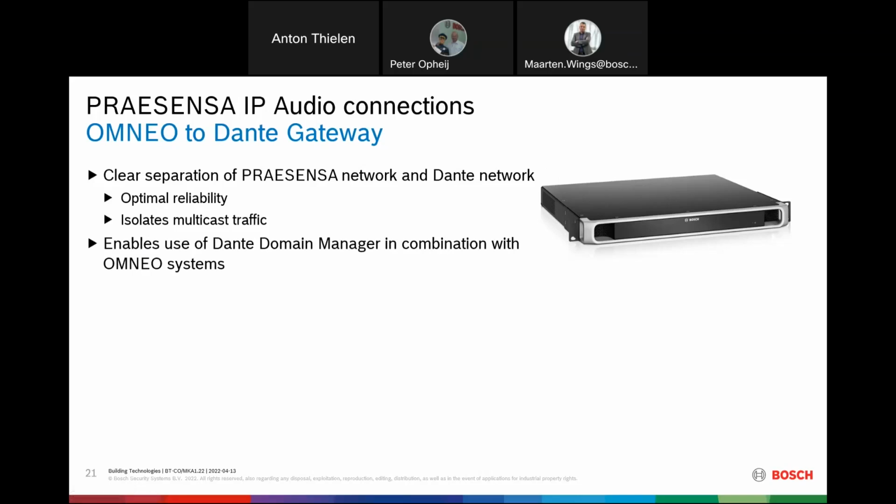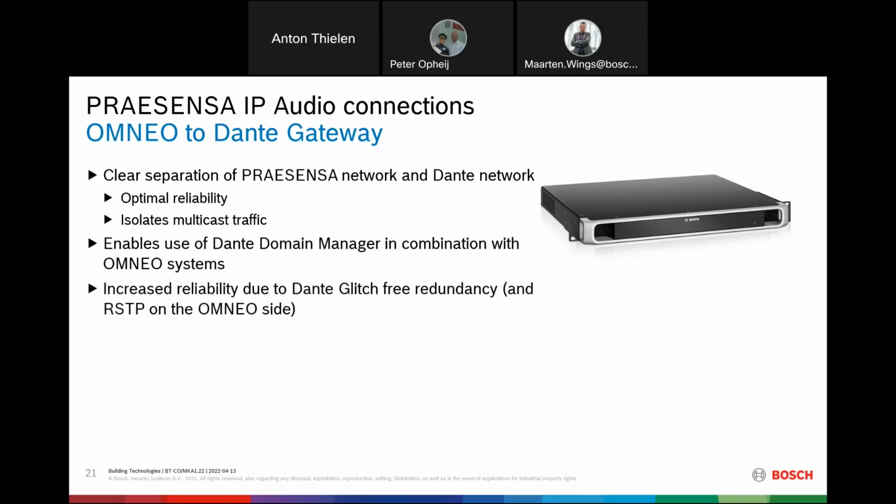So on the Omnio side, you could have your total multi-subnet PRAESENSA environment using ARNIs and an entire scope there. But on the other side, in the Dante domain, you could use the domain manager to also run multi-subnet at the Dante side. So there are different options then. There are two completely separated environments. There is increased reliability due to Dante glitch-free redundancy in the connection and you can have RSTP on the Omnio side.